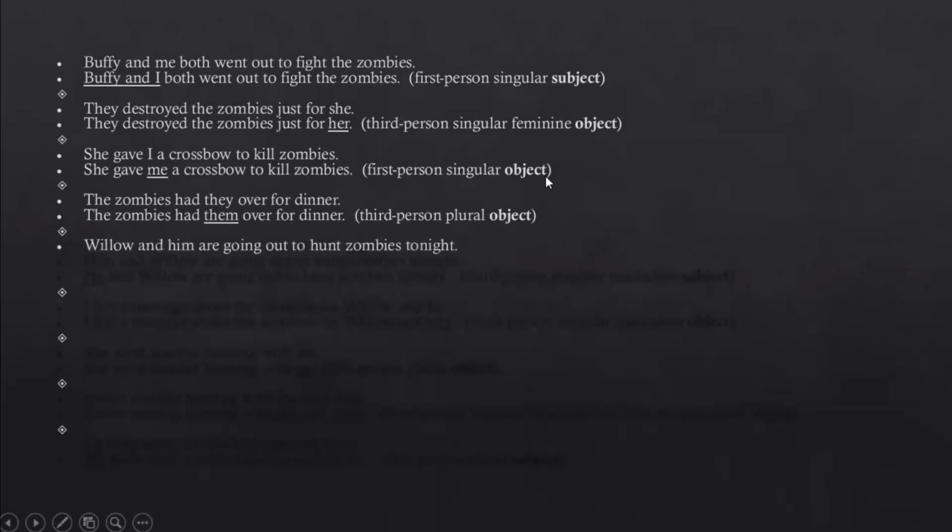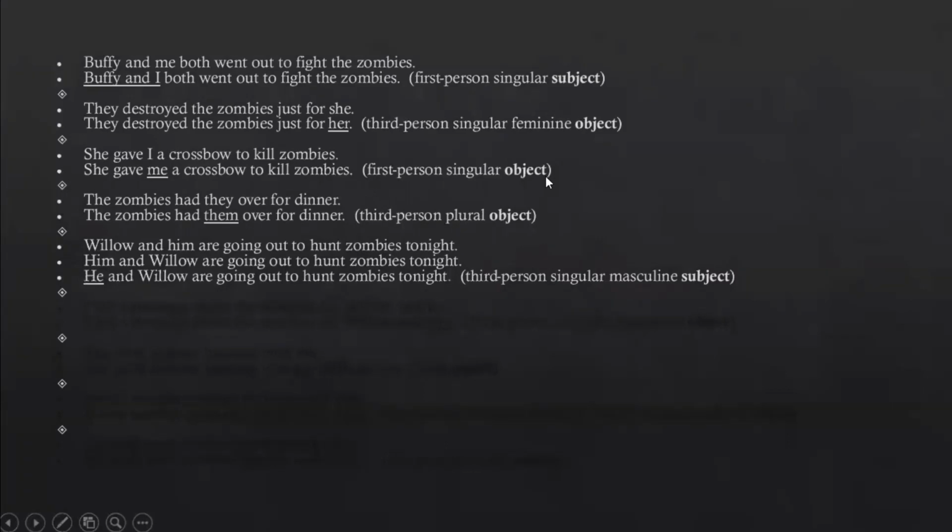Okay. Willow and him are going out to hunt zombies tonight. Take out Willow. You don't say him is going out. You'd say he is going out, right? And you wouldn't just move it. You wouldn't go him and Willow. A lot of people would do that, but it doesn't solve the problem. It's got to be he.